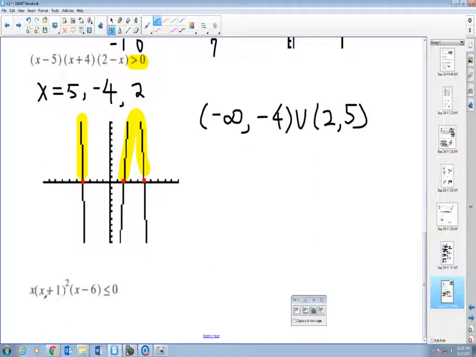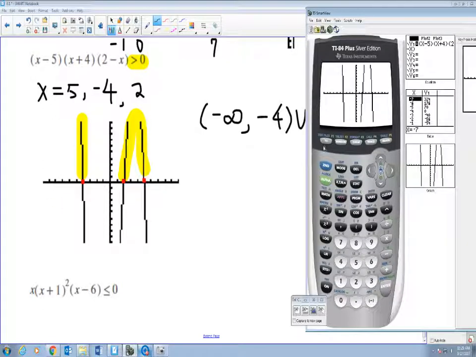Again, no bracket because there's no equal to on the inequality. This is another x squared, x to the 4th power. So if you ever do a number line and use a test point, pick a number to the left side of negative 4. If you try negative 5 here, negative 5 minus 5 times negative 5 plus 4 times 2 minus negative 5, that would be positive 70. So that's why on the number line the left side of negative 4 is positive, because that part of the graph is above the x-axis. That's what the number line is trying to represent.